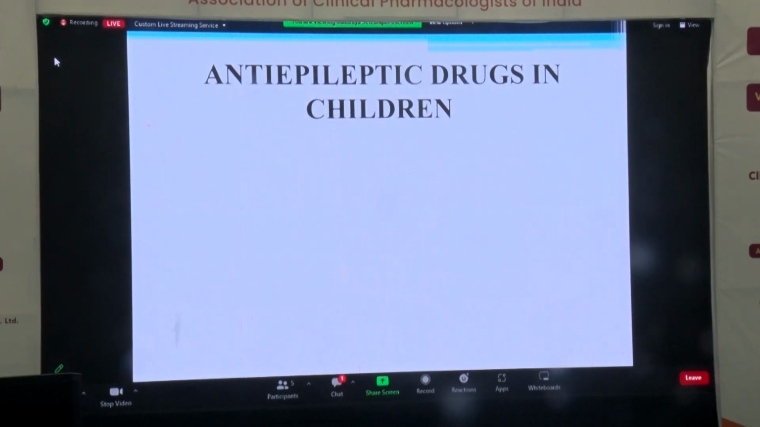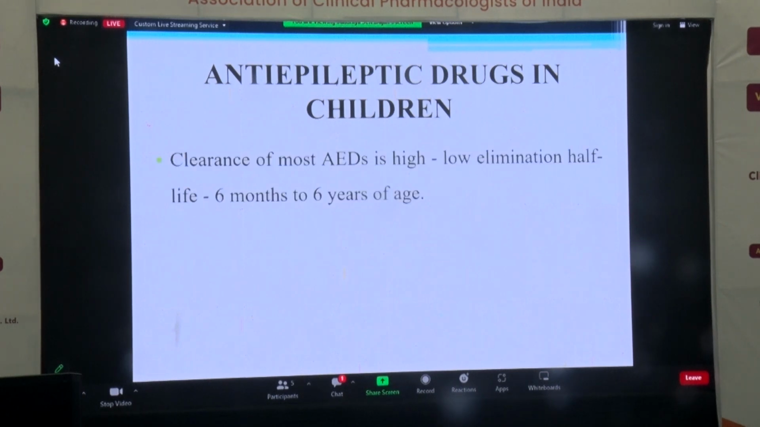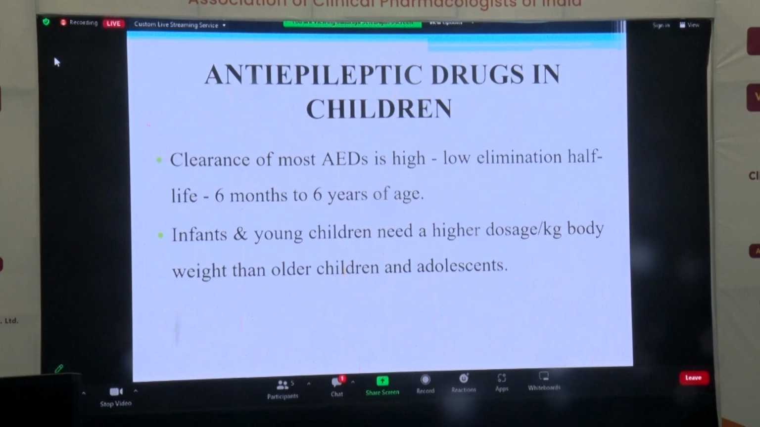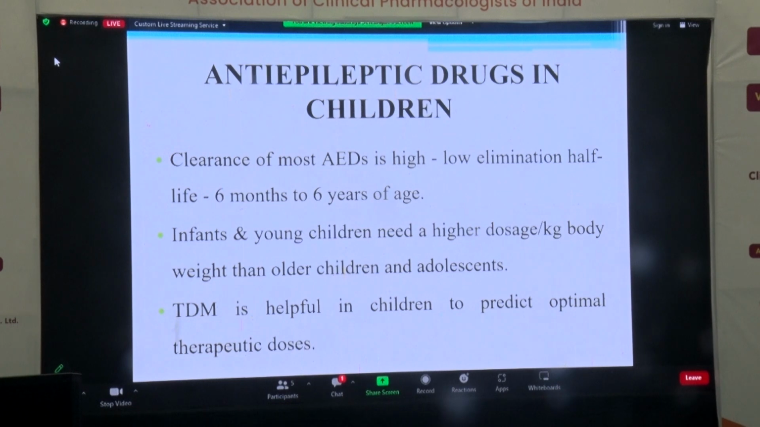Okay, so what are these special populations? One is children. As I already mentioned, the clearance of anti-epileptic drugs is different in children as compared to the adults. The clearance is very high, resulting in shorter elimination half-life, especially in children between 6 months to 6 years of age. As a result, they require a higher dose as compared to the older children, adolescents, and adults. In this condition, TDM plays a major role in maintaining the therapeutic range, and a priori TDM plays a major role in predicting the optimal therapeutic doses for this group.